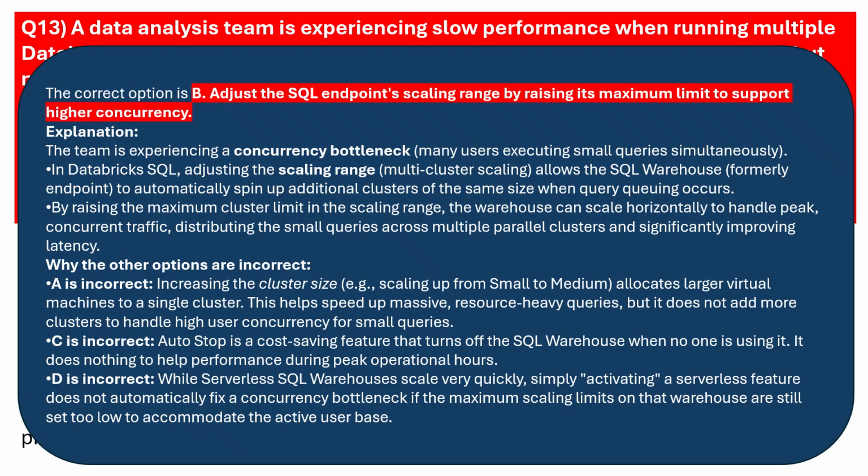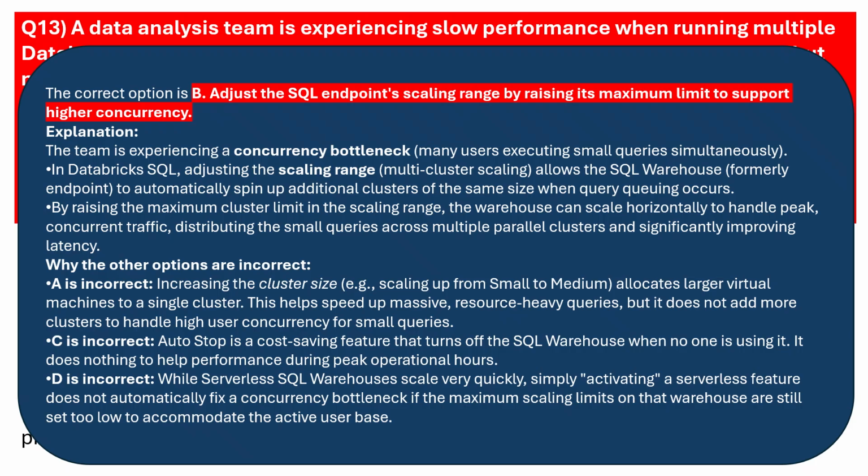Adjust the SQL endpoint scaling range by raising its maximum limit to support higher concurrency. Explanation: the team is experiencing a concurrency bottleneck, with many users executing small queries simultaneously. In Databricks SQL, adjusting the scaling range, multi-cluster scaling, allows the SQL warehouse, formerly endpoint, to automatically spin up additional clusters of the same size when query queuing occurs.